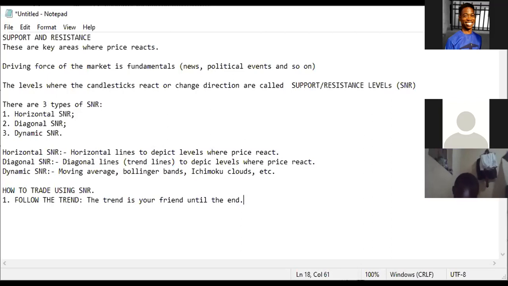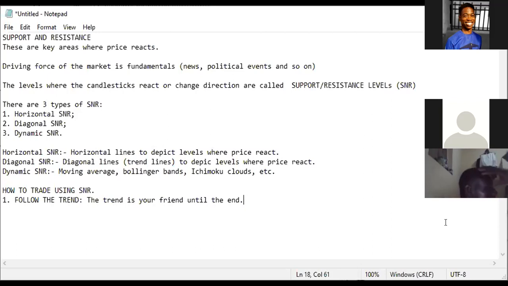Why do you follow the trend? You follow the trend because you are retail traders. You are not big traders. You are not the big boys in the market. You are using small money in the market. There are people that trade with billions of dollars every day in the market. So, this saying, the trend is your friend until the end. You have to follow the trend so that you won't start going against the trend. What do I mean by that?